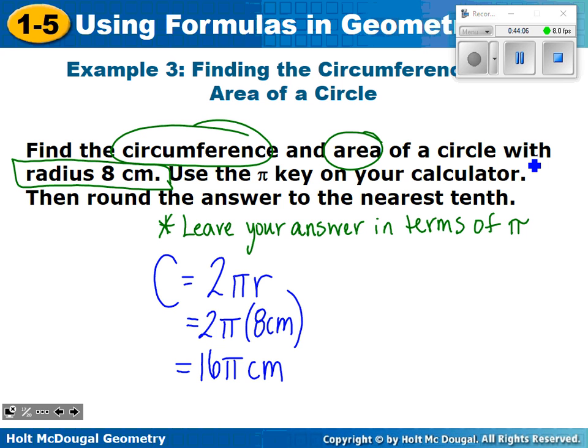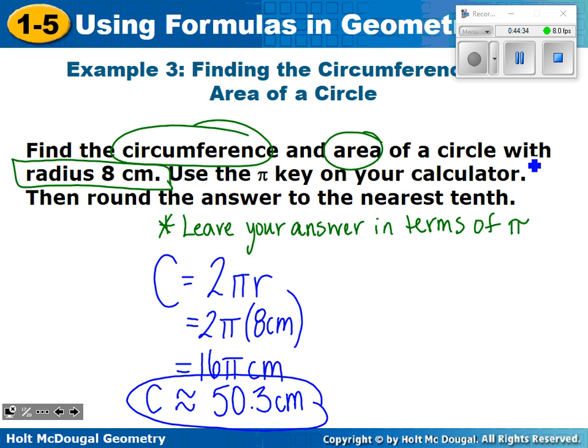Did the directions say leave it in terms of pi though? No, it said round to the nearest tenth. So grab your calculator, type in 16 pi, and we're going to approximate that to the nearest tenth. What do we get? One more time, say it again. 50.3, do we all agree? Okay, so we'll put 50.3 what? Centimeters. Circle it, that's your circumference.